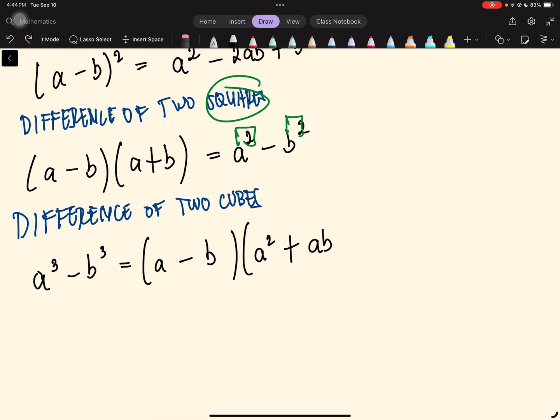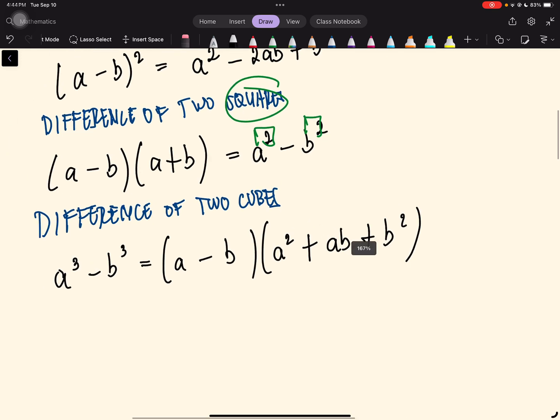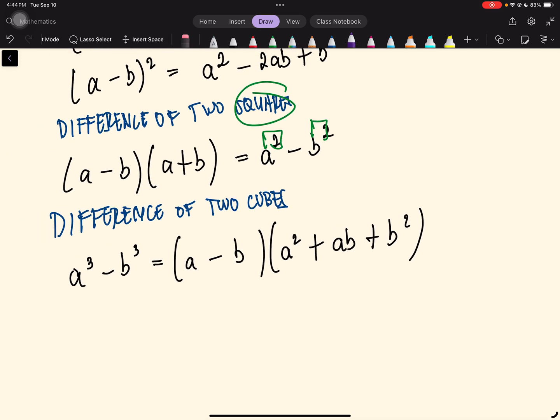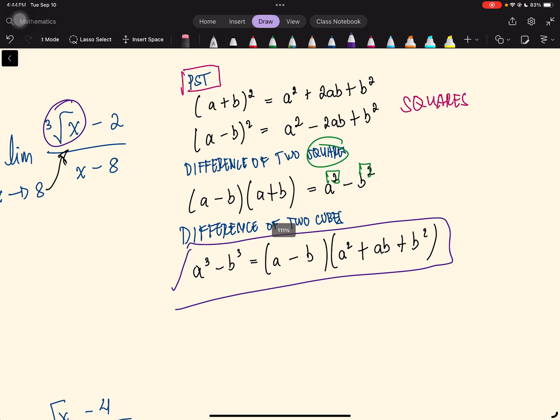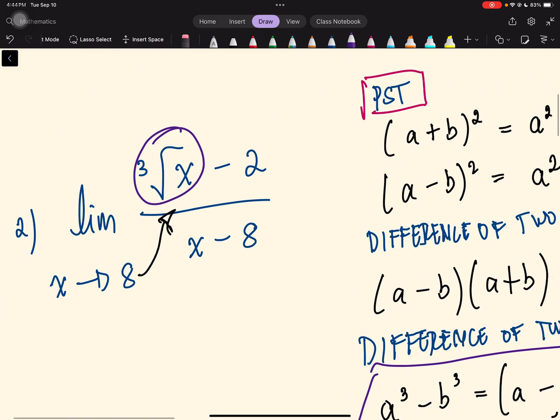So what's the square of that? That's b squared. Boom! That's it. That's your difference of two cubes. Actually, this is what we will use to solve this bad boy here.